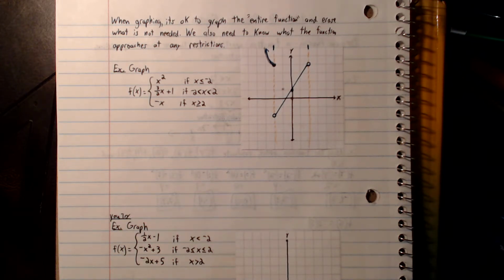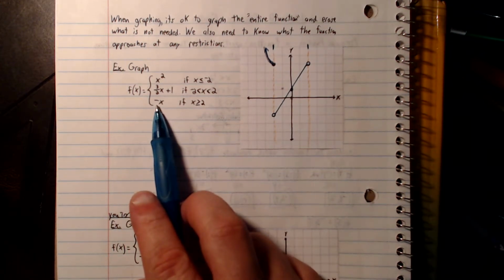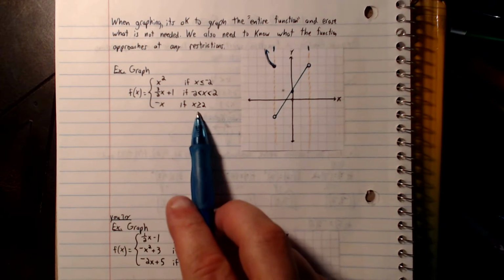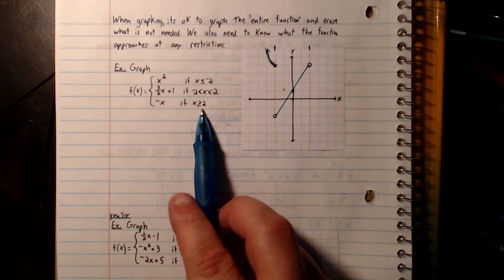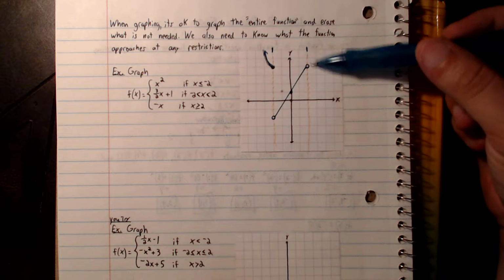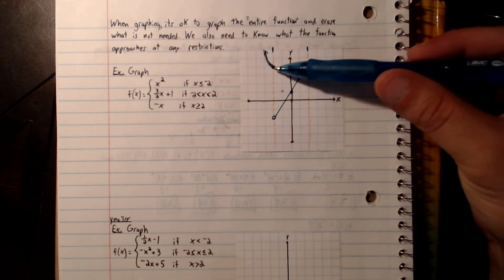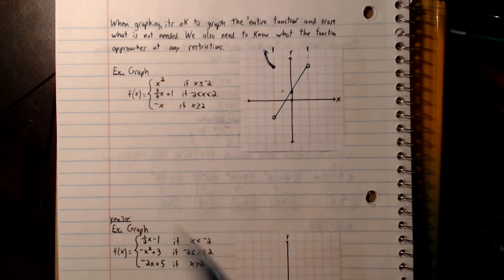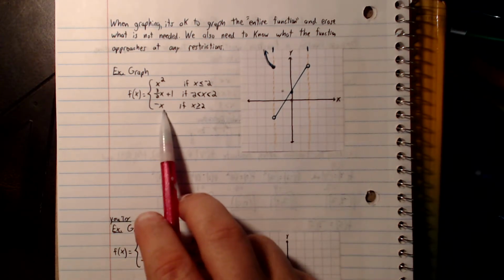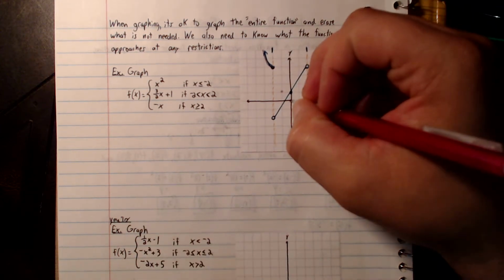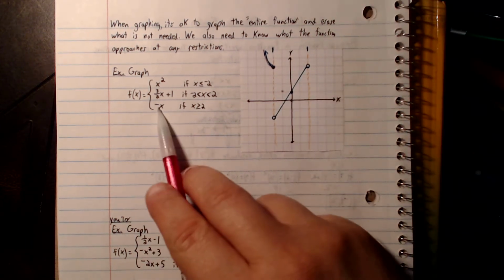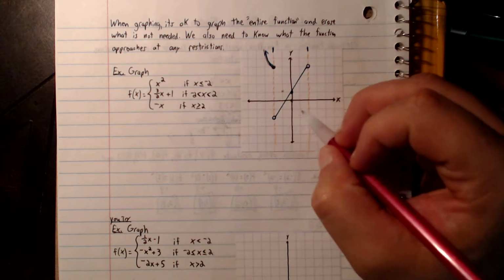Finally, we have negative x for anything greater or equal to 2. So we know that we're going to be on this line, right? And wherever we hit this line, it should be a filled-in circle. But I need to draw in negative x. Well, this is another linear function. Our y-intercept is 0, so we would have a point right here. And our slope is down 1 over 1, down 1 over 1.